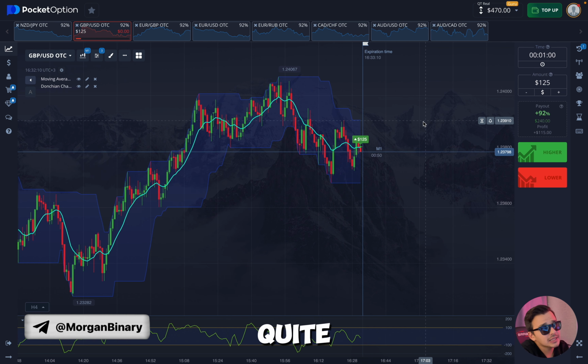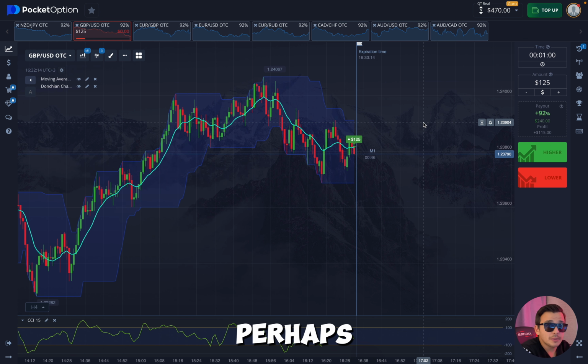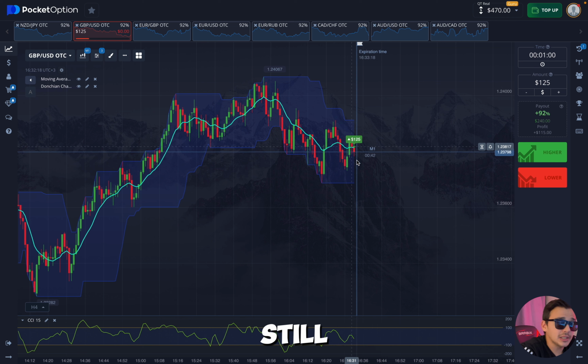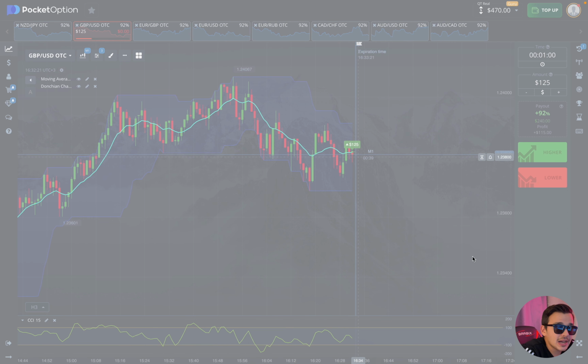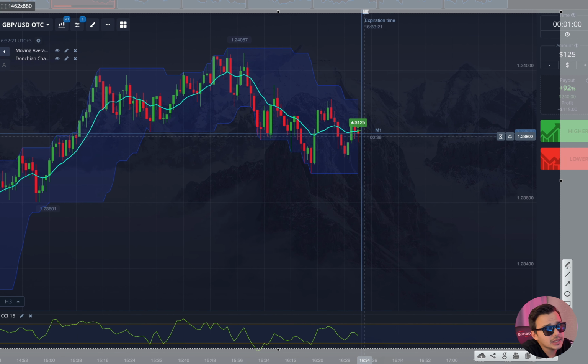Maybe I didn't quite hit the right opening level. I should perhaps have waited for the behavior of this candle, but nevertheless it's still a good entry logic, given that there are upward volume movements. Earlier there were, and now there are some movements. There was also an update of the extreme points. The dynamics of the movement have gone up.